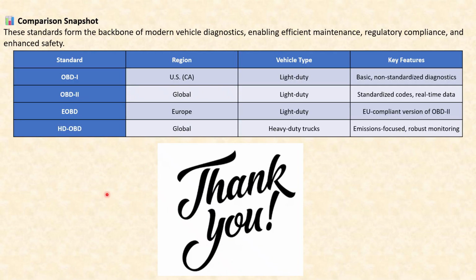Just to give a comparison snapshot: OBD-I was implemented in the US for light duty, with basic, non-standardized features. This was the biggest drawback. And let me reiterate that OBD-II is global, used for light duty, with standardized codes and real-time data. Light duty includes both passenger vehicles and also some light commercial vehicles. EOBD is Europe light duty, the Europe compliant version of OBD-II, and HD-OBD is implemented globally for heavy duty trucks, emissions focused, with robust monitoring. I hope all of you got an overview of the various types of onboard diagnostics at a global level.